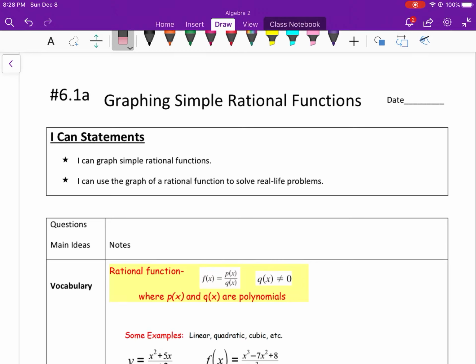Hey class, this video is going to be on 6.18 graphing simple rational functions. So first, what is a rational function?